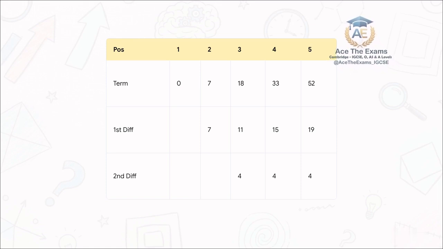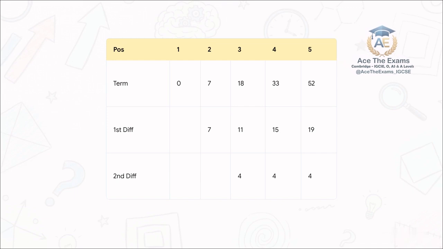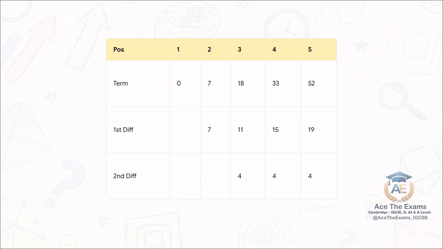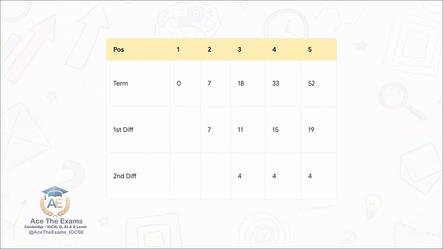Tn equals an squared plus bn plus c. Now, what's really fascinating about this structure is how we have to drill down. We start with the sequence terms, 0, 7, 18, 33, 52. If we find the first difference, we get 7, 11, 15, 19. Uh-oh, it's not constant. Now, our friend Sam would normally panic and just guess right here, but we are going to push deeper. The difference between 7 and 11 is 4. The difference between 11 and 15 is 4.